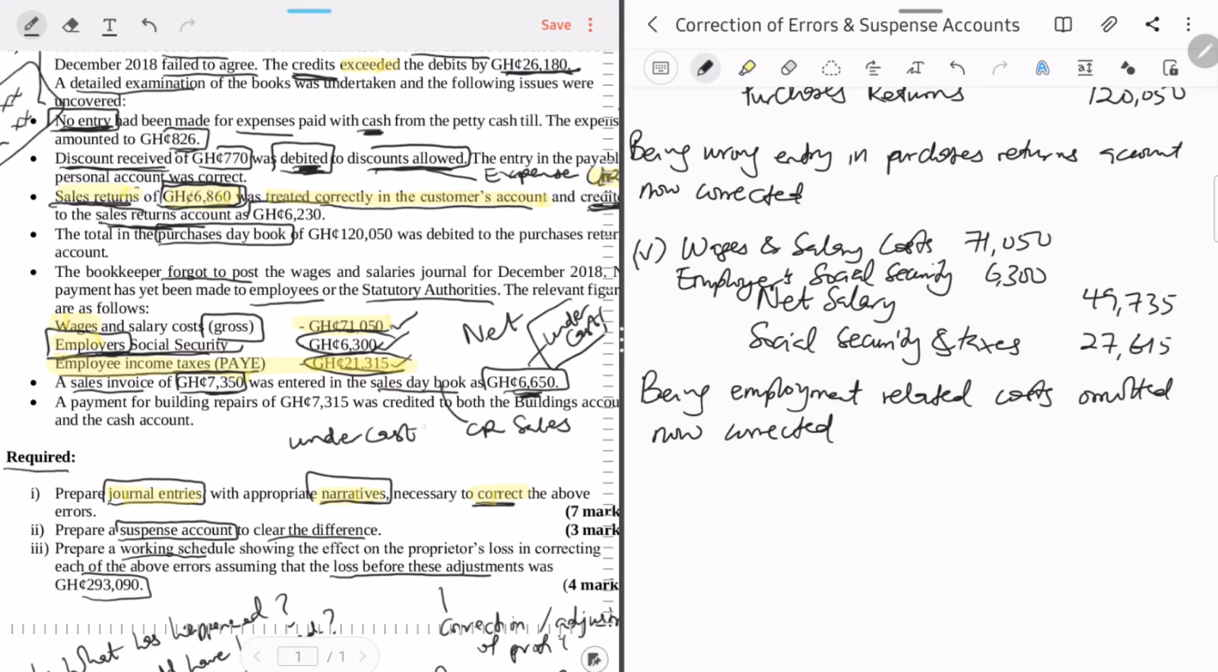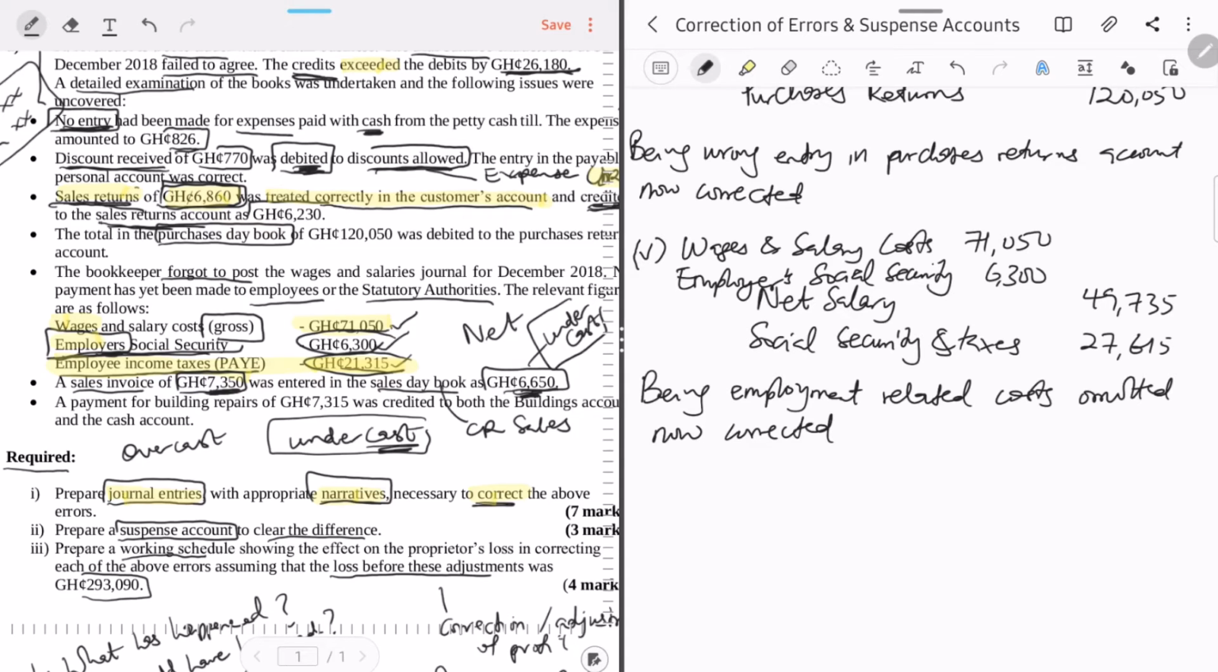Anytime you see undercast in accounting, casting simply means to add up or to sum. So when you see undercast, it means the figure has been understated. They have put less than it should be. If you see overcast, it means they have recorded more than they should have. They have over added. Here, this invoice should have been 7,350. They entered it at 6,650. So another question could have said, a sales invoice of 7,350 was undercast in the sales day book as 6,650. Take note, if you see undercast, it is the same thing we're going to do here.